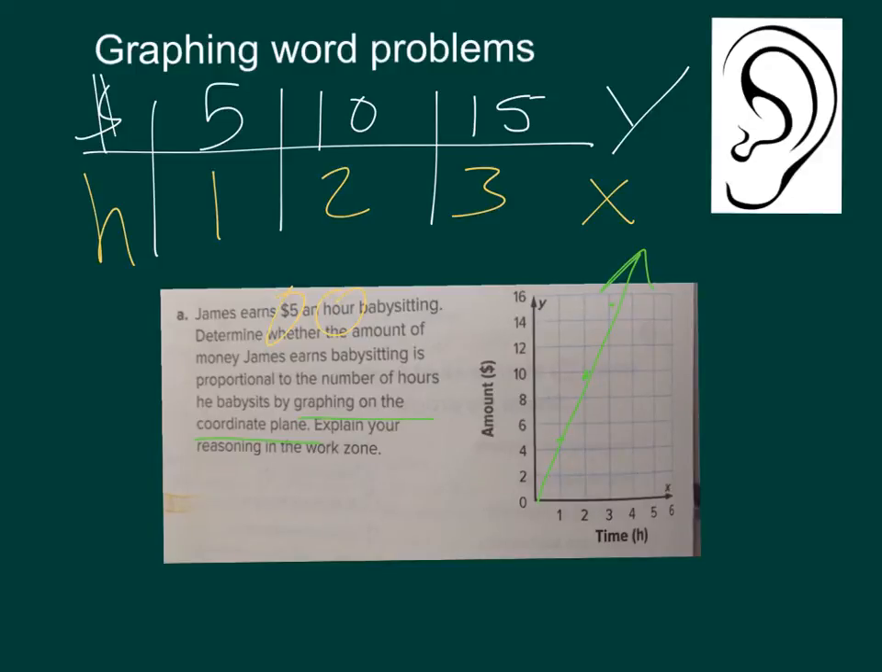We can know that James can work for only a half hour, so we should be able to read his graph at that point. He can work for an hour and a half. He should have some data there. That's why we connect our lines. We're graphing our word problems.